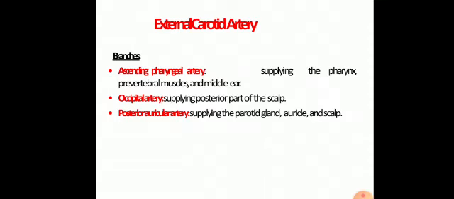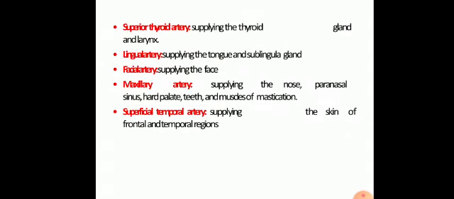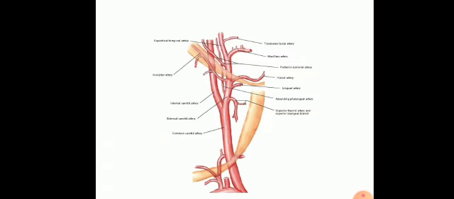The branches of the external carotid artery include ascending pharyngeal artery, occipital artery, posterior auricular artery, superior thyroid artery, lingual artery, facial artery, and two terminal branches, which are the maxillary artery and superficial temporal artery. To memorize these branches, we divide them into anterior branches, posterior branches, medial branch, and terminal branches.